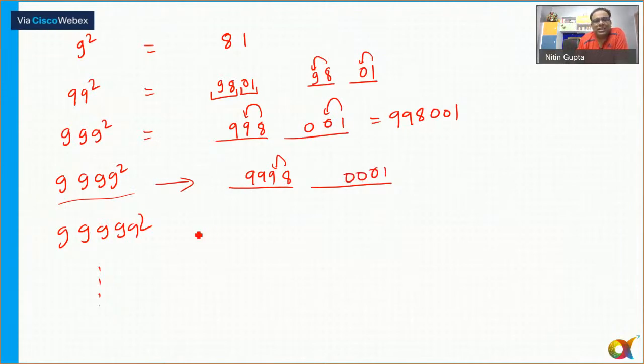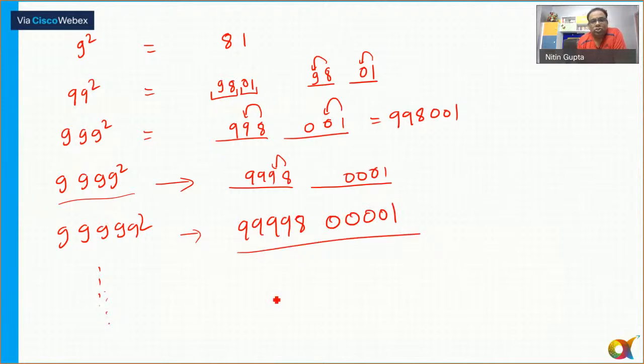So 5 times 9. So I'll say 4 times 9 followed by 8, 4 times 0 followed by 1. And this is the pattern here. So you can easily find out the square of 9 or 99 squared, 999 squared, 9999 squared, and so on. And that can be used in the questions. All right, I hope this part is clear to all of you.